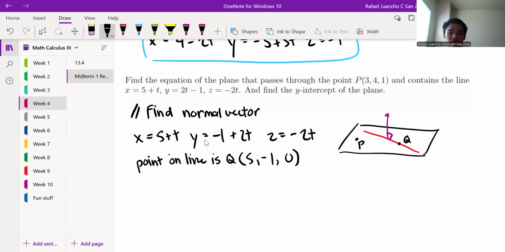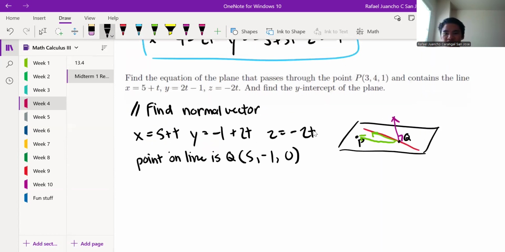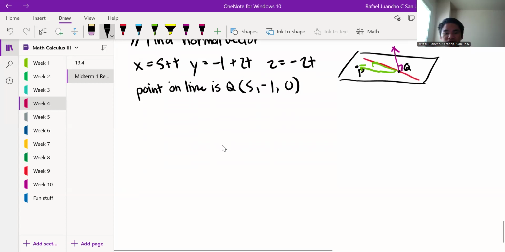And now, what else can I do? I can find a direction vector here, right? So I need two things. I need that vector here, and I need a vector going here, so that I can find this normal vector, because I'm just going to do a cross product anyway. So, okay, we have that point, we have this point. Now I need to find two vectors. I need a v1 and a v2.